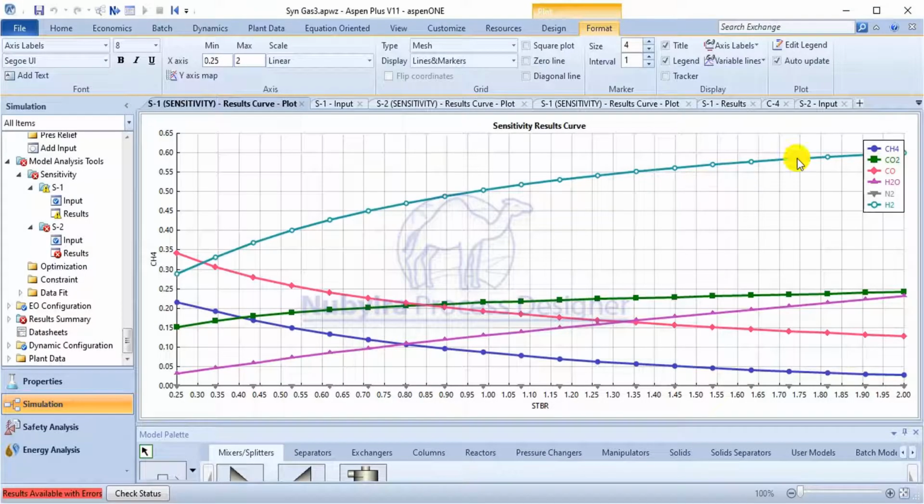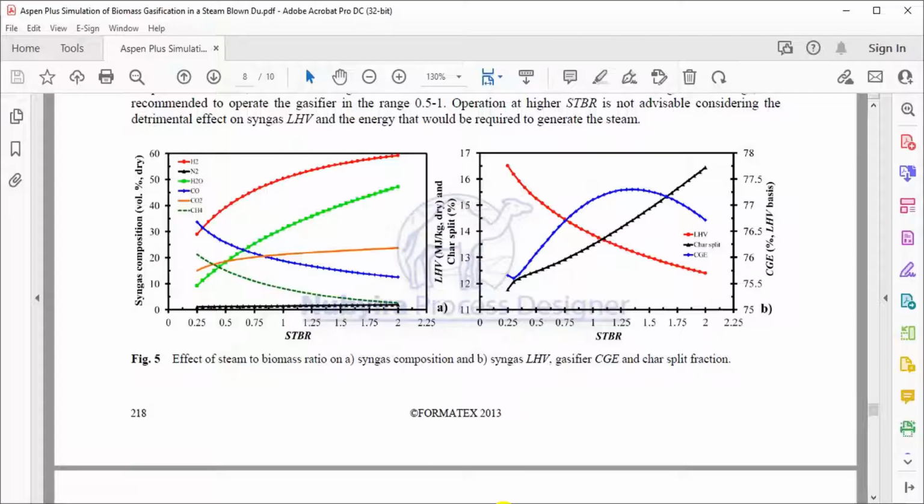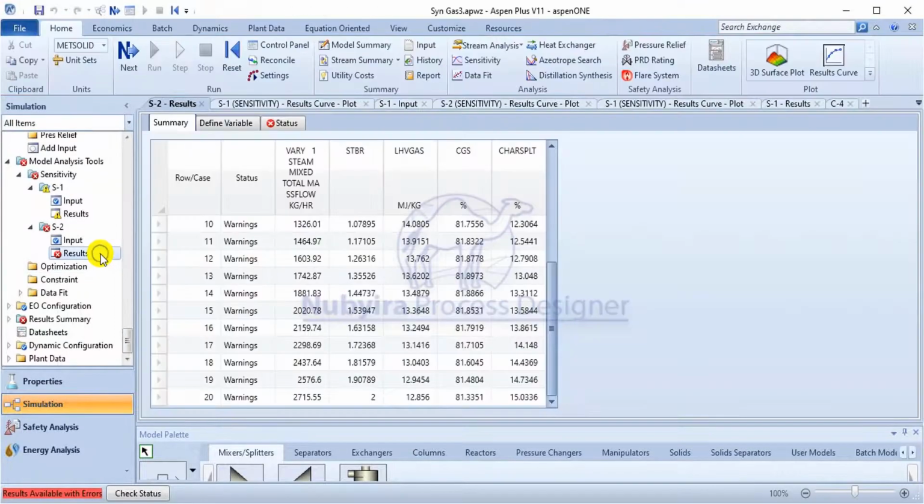So let's check with our own color code. We have H2 here, yes, H2 increases here. Maintain, yes. Methane, no, CO2 increases. Yes, maintain. Okay, methane decreases and CO also increases. You can see their CO2 also increases, so it is following the same pattern. Let's check the same thing.